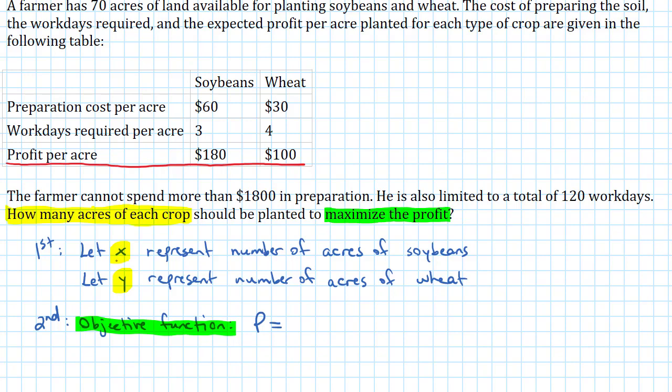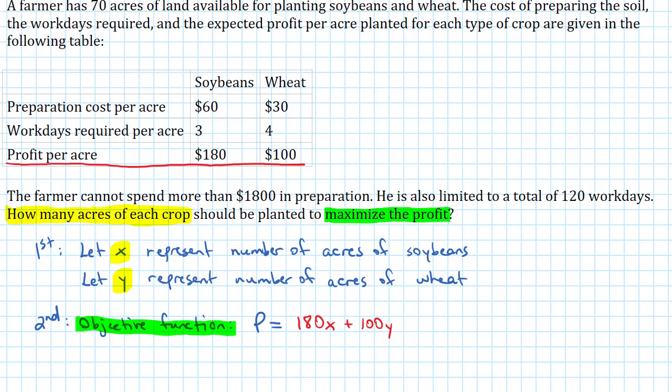So when we set this up, if we have X acres of soybeans, how much profit will the soybeans give us? Well, the soybeans will give us $180 for every acre of soybeans, and we have X of them. So we multiply 180 times X to calculate the soybean profit. But we also have Y acres of wheat at $100 per acre. So we need to add 100 times Y to get the profit for the wheat. So 180x is the profit for soybeans, and the 100y is the profit for wheat. We need to add those together to get our objective function. So that's what we're trying to maximize in this case.